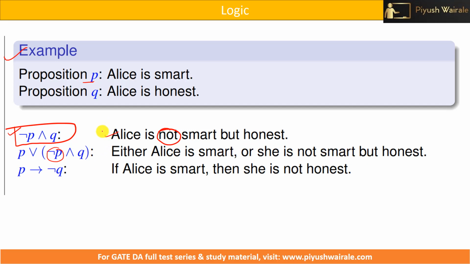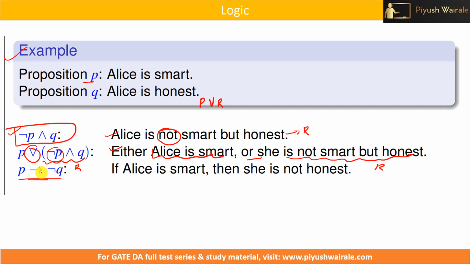Here, if you observe, this is suppose my R, right? So P or R we are saying, and what is P here? Alice is smart. So either Alice is smart, or, this is the or symbol, she is not smart but honest. This will be my R, right? So first we solve this bracket, then we come to this particular conclusion, and then we solve this P or the bracket negation of P and Q, okay? So this is what we will get.